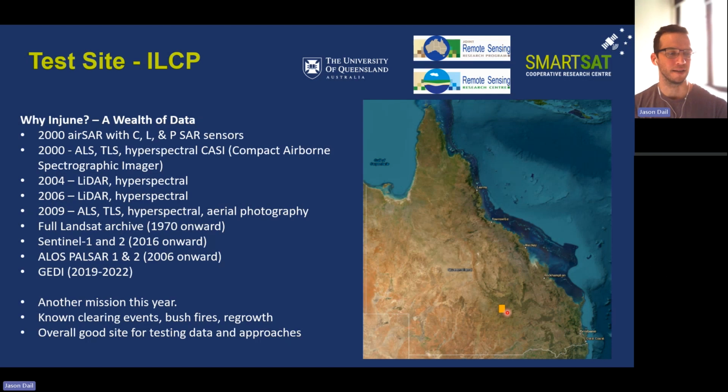So in 2000, the NASA AirSAR mission flew airborne synthetic aperture radar over the site with C, L, and P band sensors on board. There have been numerous missions to collect field and ecological data, as well as aerial and terrestrial laser scanners to collect LiDAR data. I'm mostly working with the data in the red square, but aim to work with more of the historic data once I can get access to it. And there will be another mission, I think, in July to go out and do some more aerial LiDAR as well as some field data.